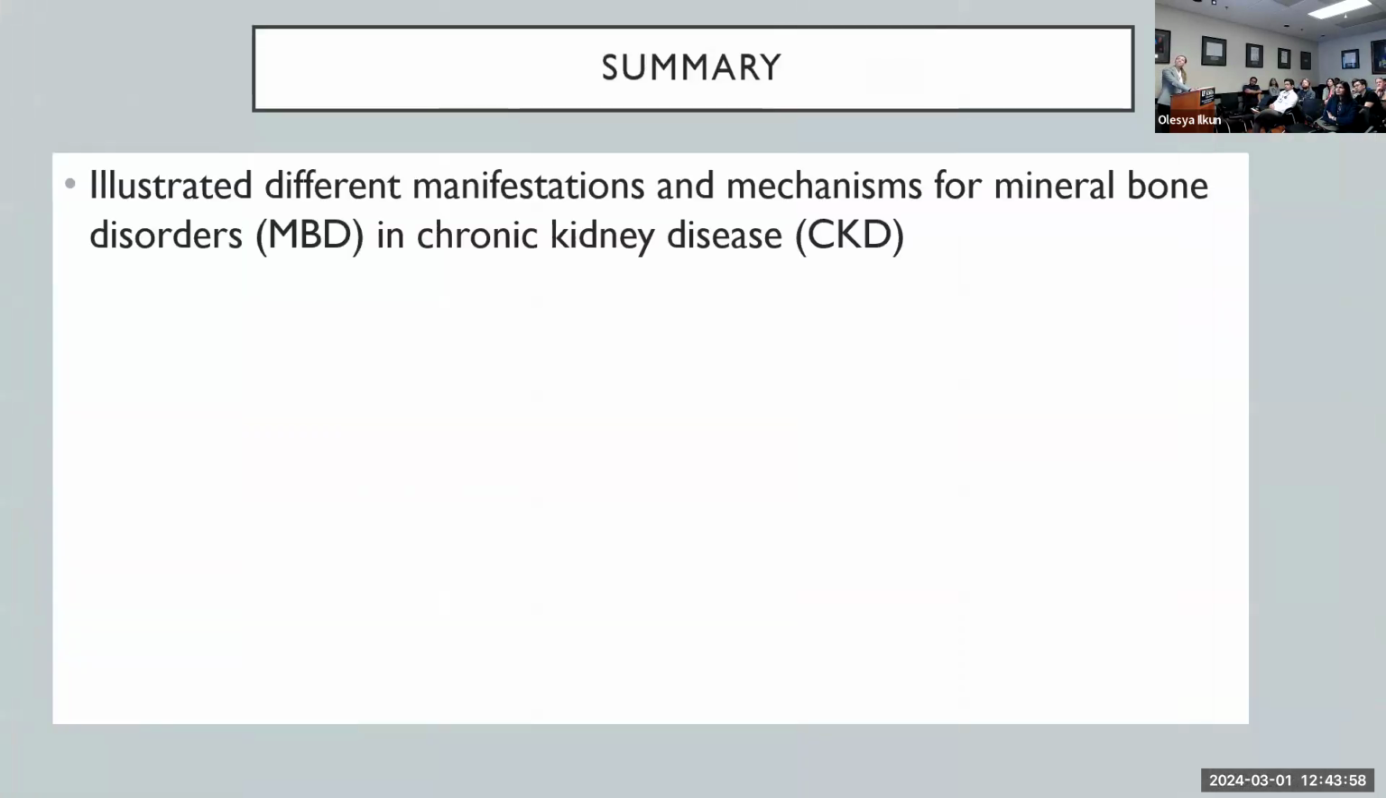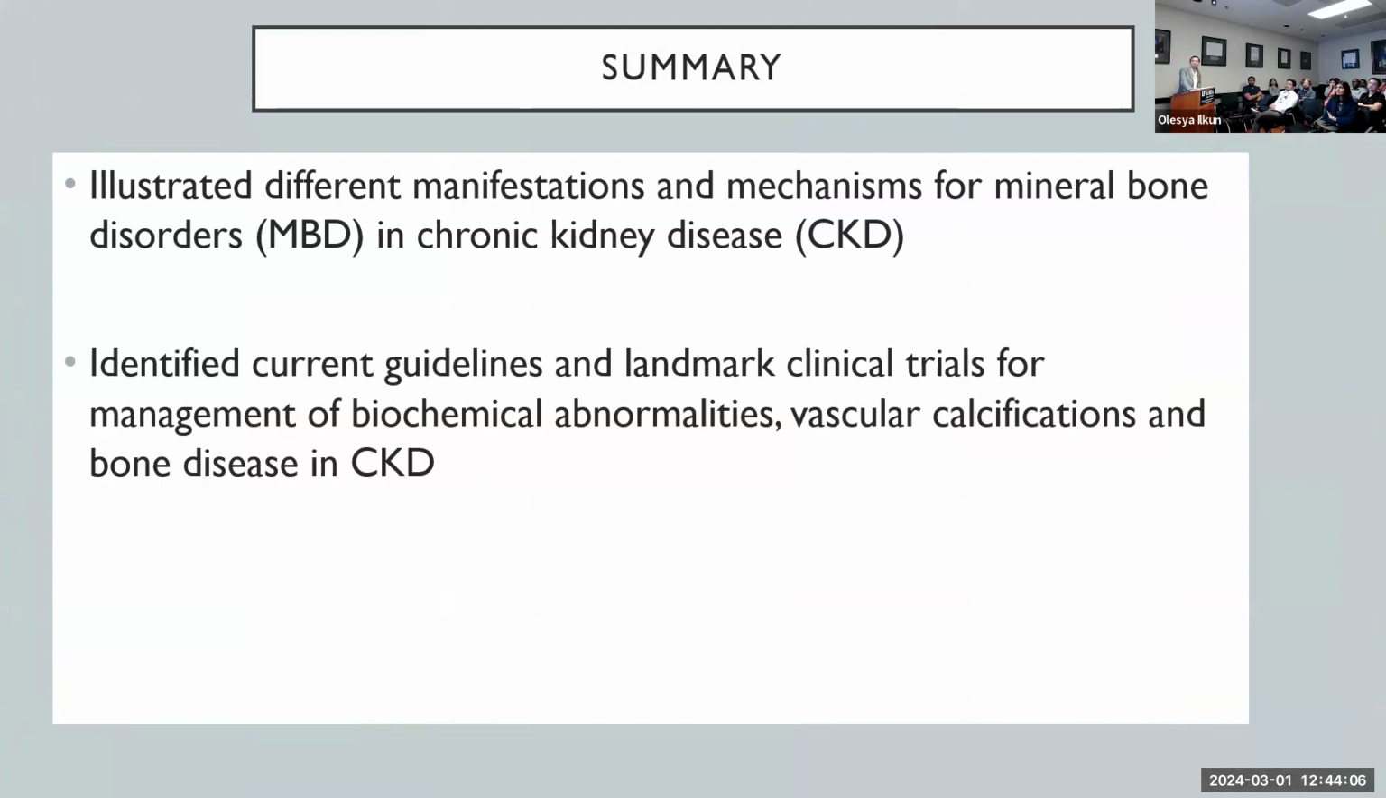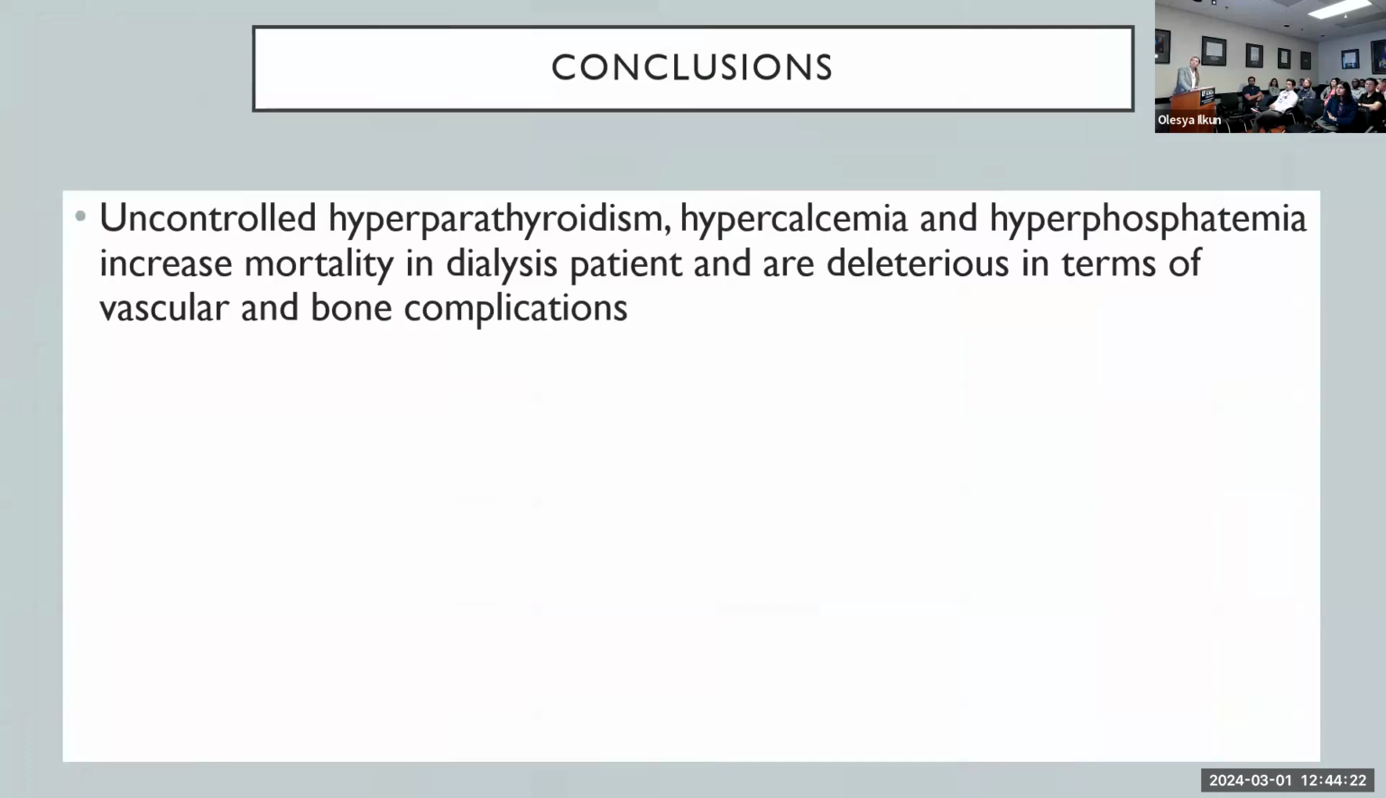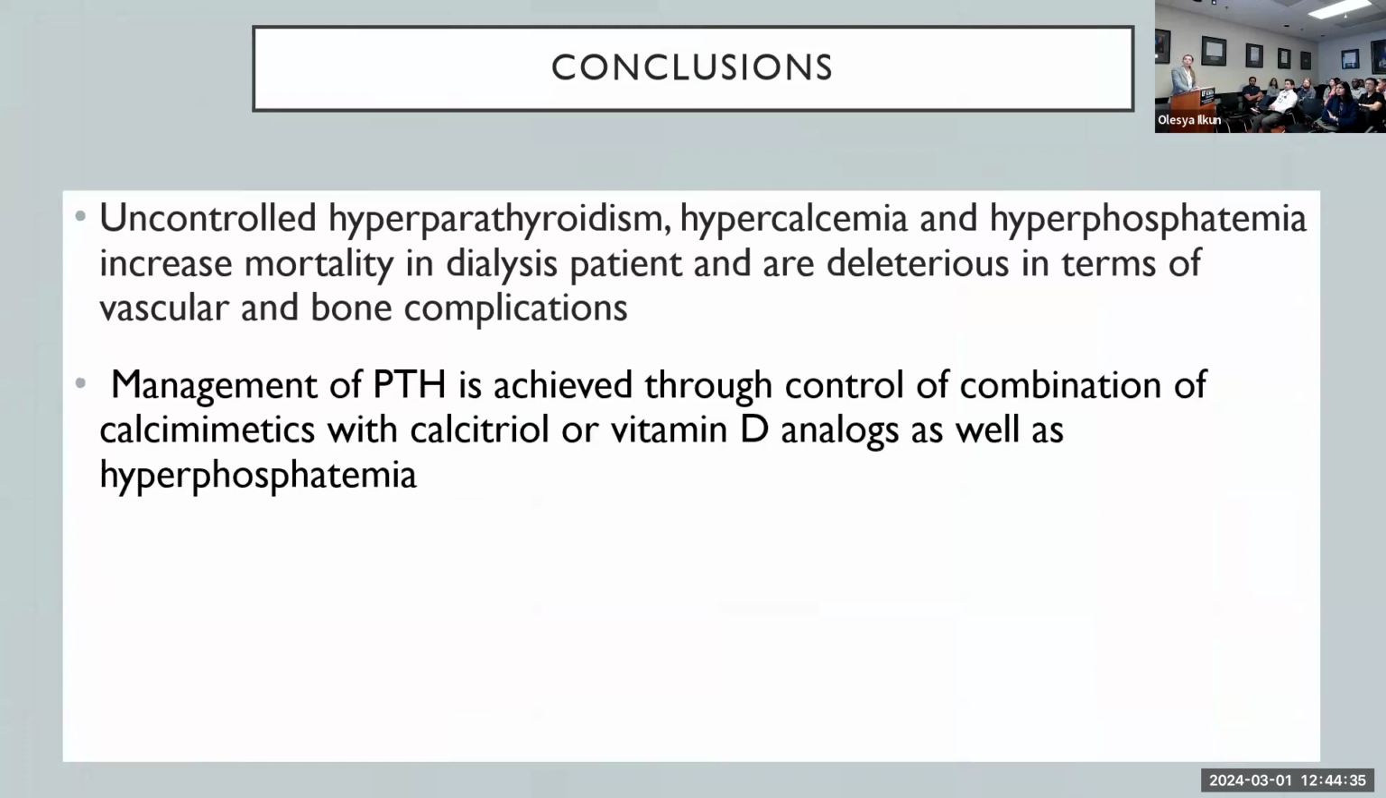All right. So far, we have illustrated the different manifestations and mechanisms for mineral bone disorders in chronic kidney disease. We identified current guidelines and landmark trials for management of our biochemical abnormalities, vascular calcifications, and bone disease. And we discussed new updates in therapeutics. In my conclusions, and I'm very fast today because I'm really good: uncontrolled hyperparathyroidism, hypercalcemia, and hyperphosphatemia increase mortality in dialysis patients, and they're deleterious in terms of vascular and bone complications.